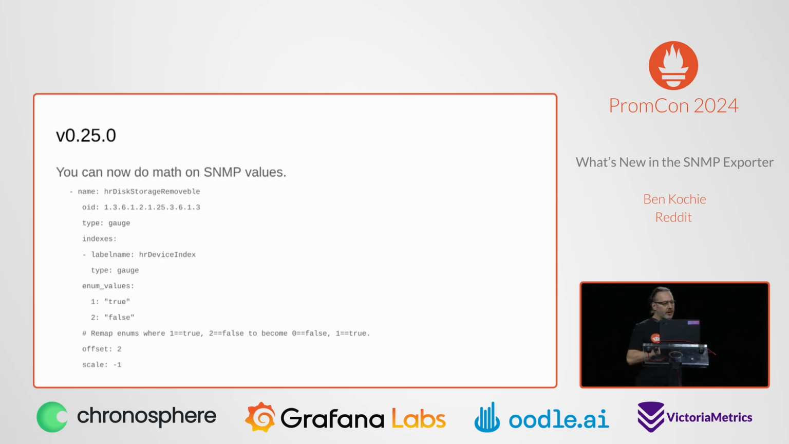What's new this year? I added a little simple math thing so that you can do scale and offset for the values that come from the metric. This is really useful for some things in SNMP where it gives you an enum of 1 and 2, and they mean true and false, and that just doesn't fit with the Prometheus data model where you want the 0 to be the false. And so with an offset and an invert with the scale, you can now turn that weird SNMP thing into something that makes more sense in Prometheus.